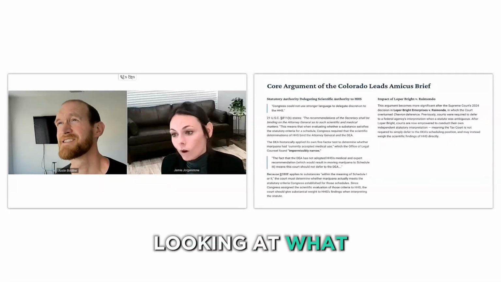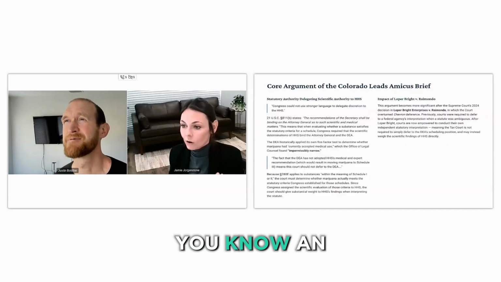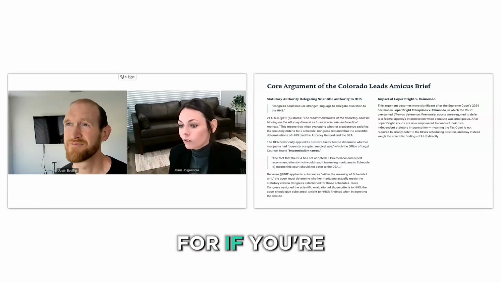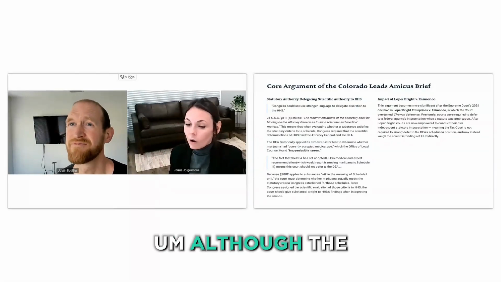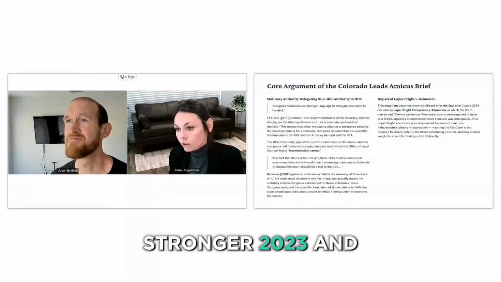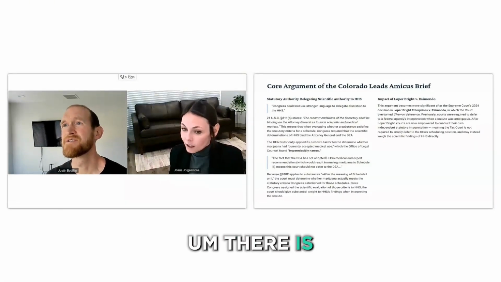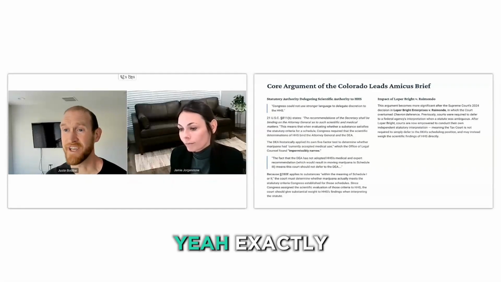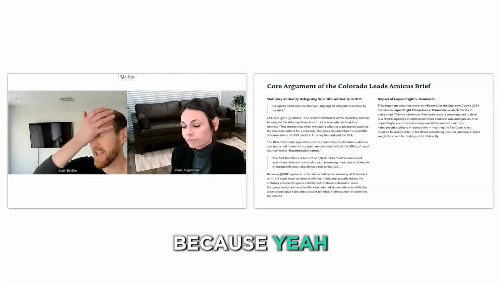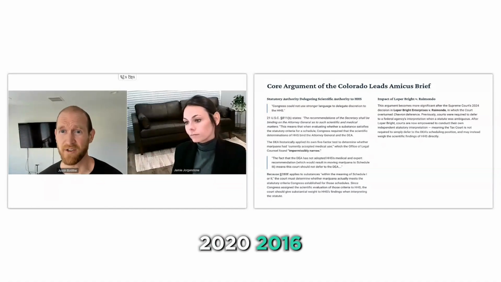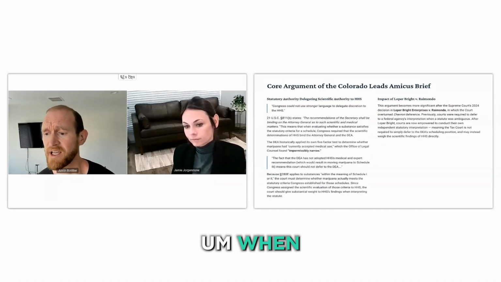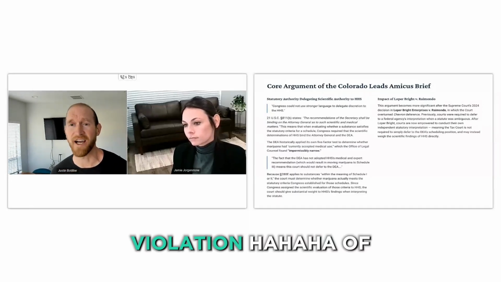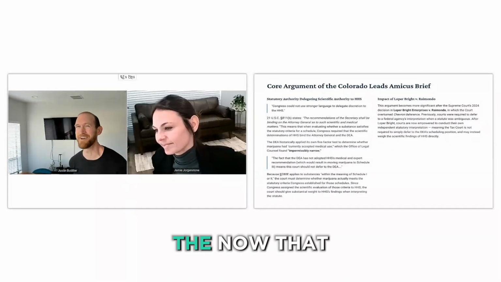When you're considering what years to amend, or what years you're considering not applying 280E for if you're a taxpayer, although the argument is probably stronger from 2023 forward, there is a pretty valid argument for going back further as well. Yeah, exactly, at least potentially to 2016.